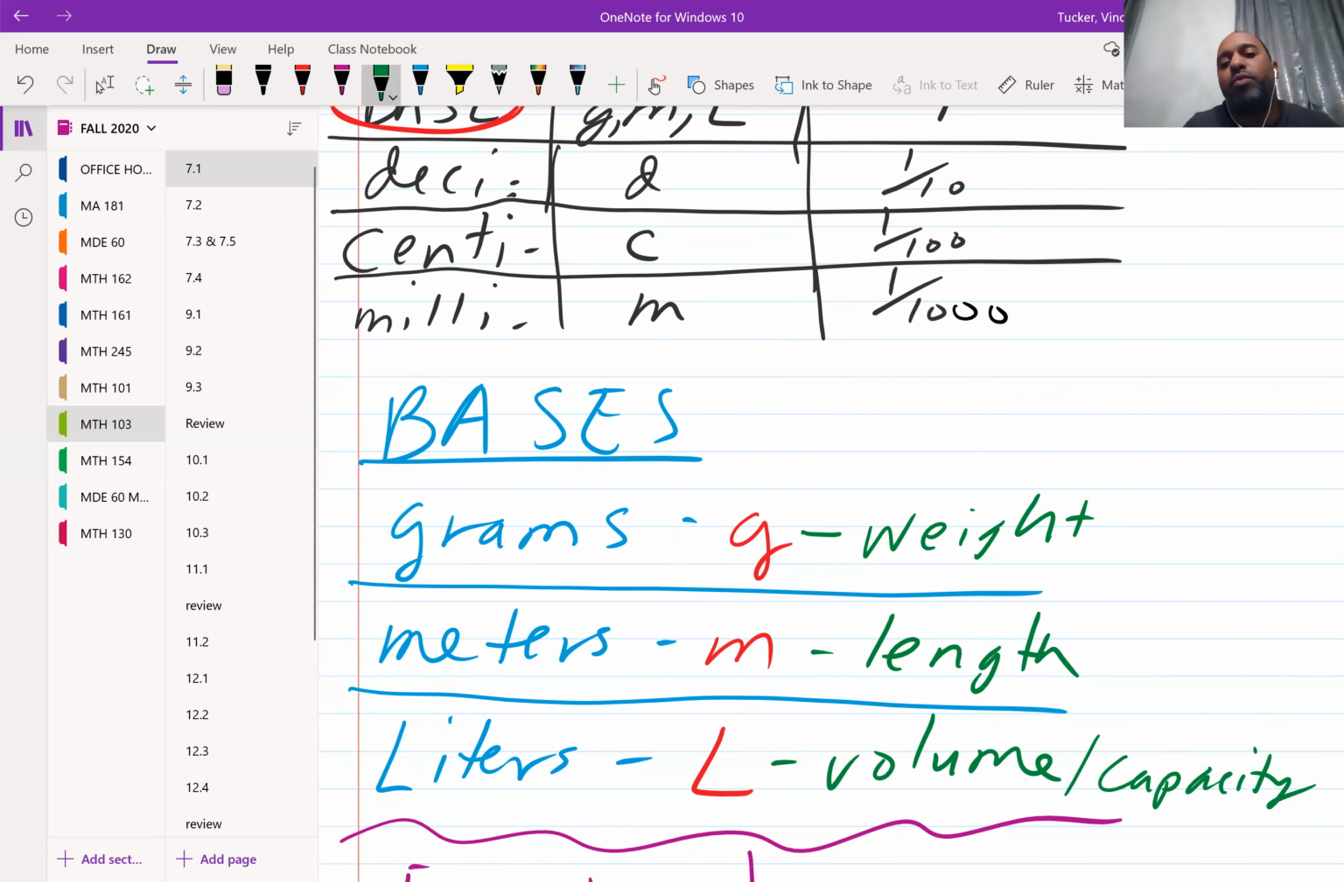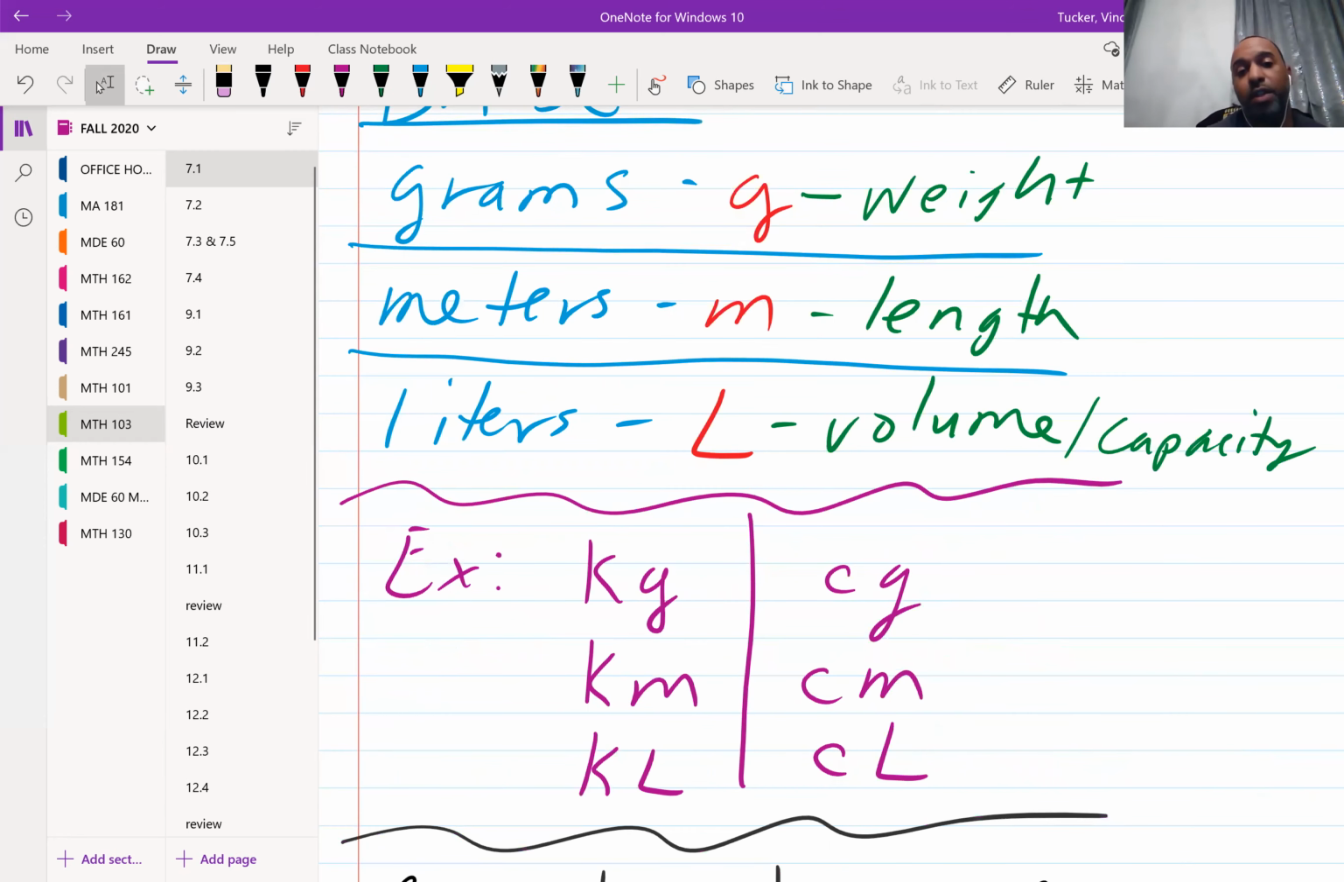All right. So grams is weight, meters, length, liters will be your volume or capacity. And I mentioned that earlier. G's for grams, M for meters, L's for liters. That should be lowercase right here. Stay consistent. And here, just emphasizing that either one of those prefixes can go in front of either one of those bases. So you have kilograms, kilometers, or kiloliters, or centigrams, centimeters, or centiliters.